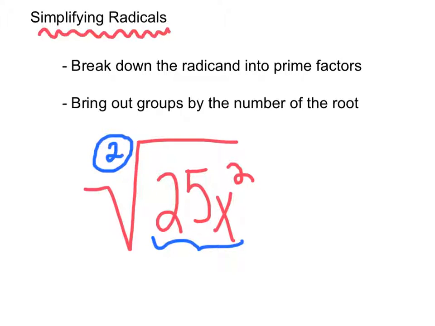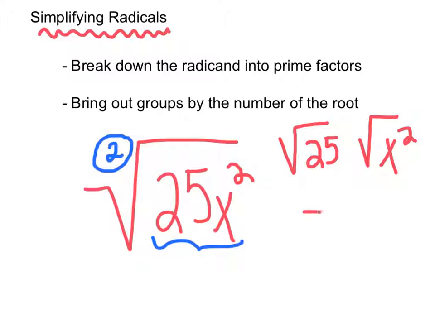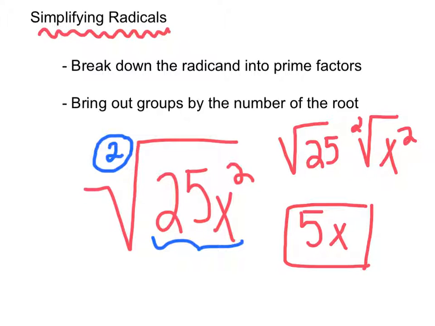So if I were to simplify this based off the root being 2, you can treat it like two different things. What's the square root of 25? And then what would the square root of x squared be? Well, the square root of 25 would be 5. The square root of x squared would be x. The reason why is because if there's two x's underneath the radical and the root's 2, there's only one group of x. So the answer would be 5x.